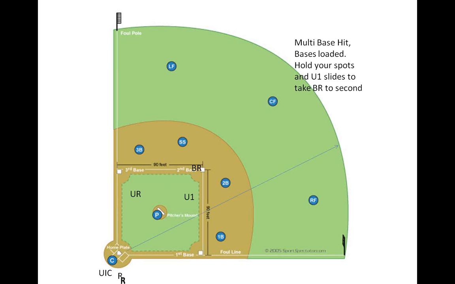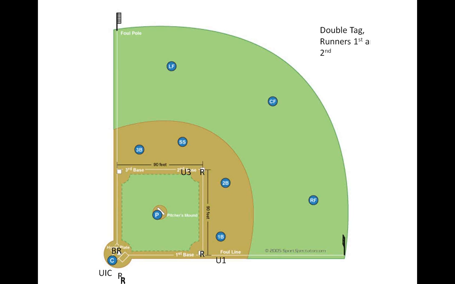Runners at first and second, possible double tag. This is another situation in which we are going to rotate. Fly ball to the outfield. In this situation, U1 lines up his tag. When that runner commits to second, he releases him and is shadowing that runner to third base.